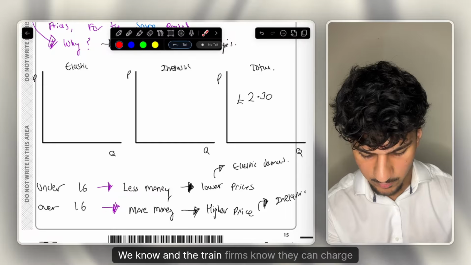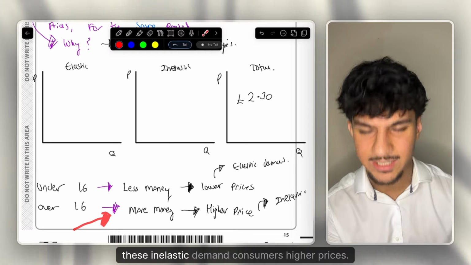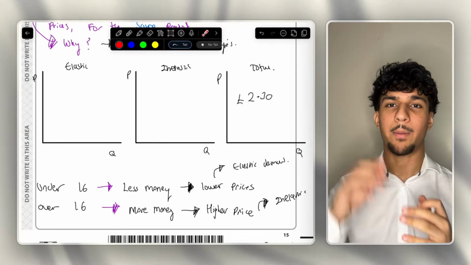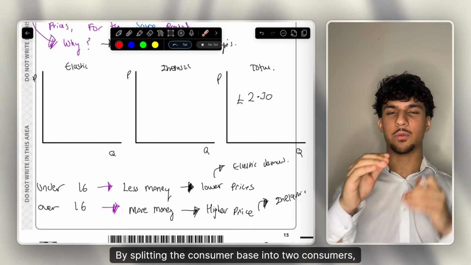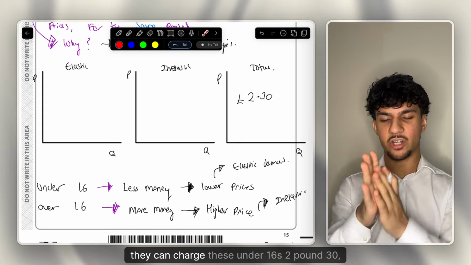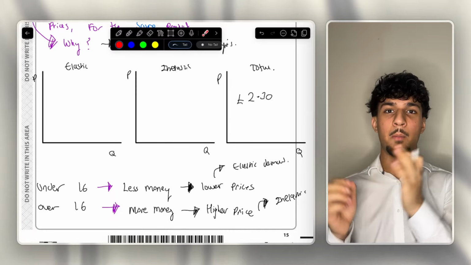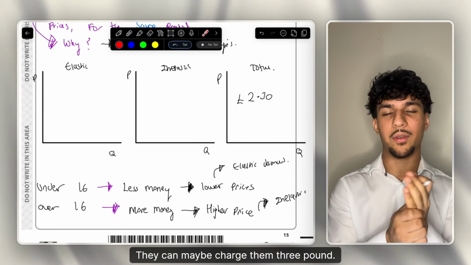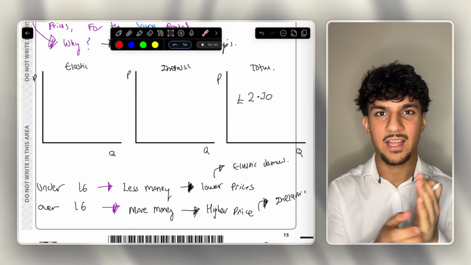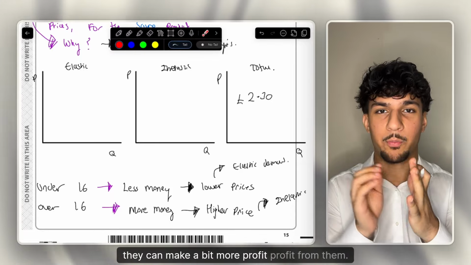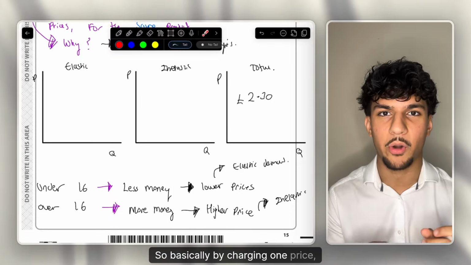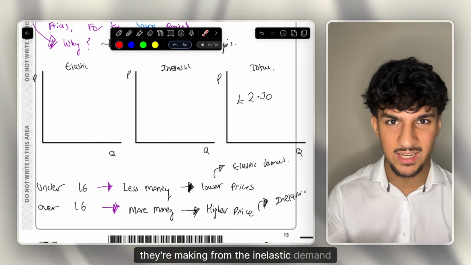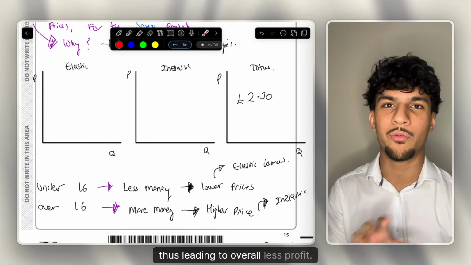We know, and the train firms know, they can charge these inelastic demand consumers higher prices. So they're missing out on that potential profit by not splitting the consumer base into two groups, elastic and inelastic. They can charge the under 16s £2.30, but then they can make a bit more profit from these guys. They can maybe charge them £3, and as they know they're inelastic, they can make a bit more profit from them. So basically, by charging one price, they're not maximising the potential profit they're making from the inelastic demand consumers, thus leading to overall less profit.